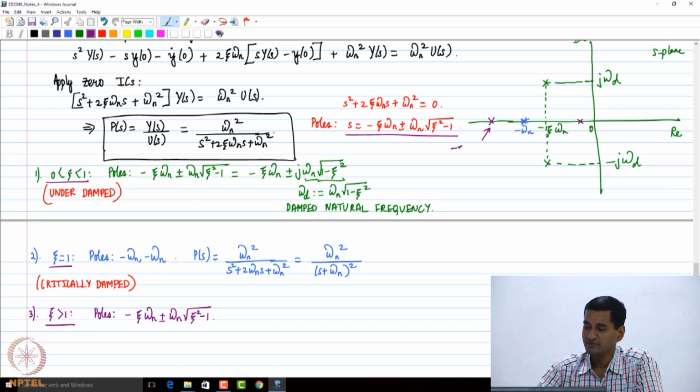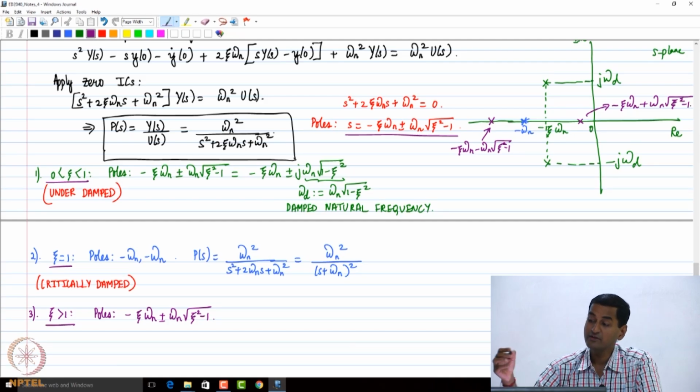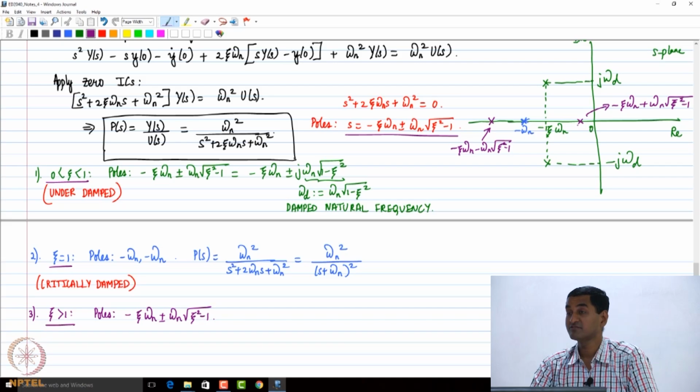This pole is going to be minus zeta omega n minus omega n times square root of zeta squared minus 1. This pole is going to be equal to minus zeta omega n plus omega n times square root of zeta squared minus 1. Right, so that's this pole. But the question arises, how do I know whether this pole is still in the left half plane?